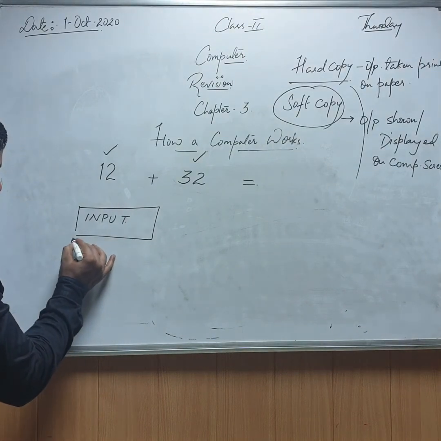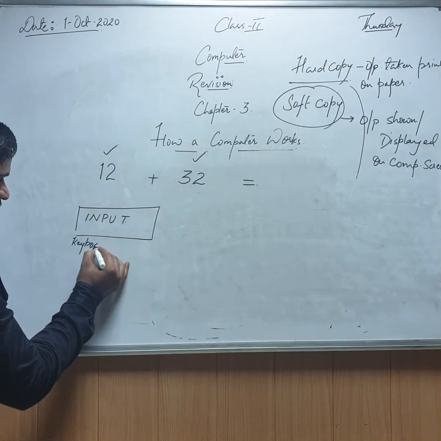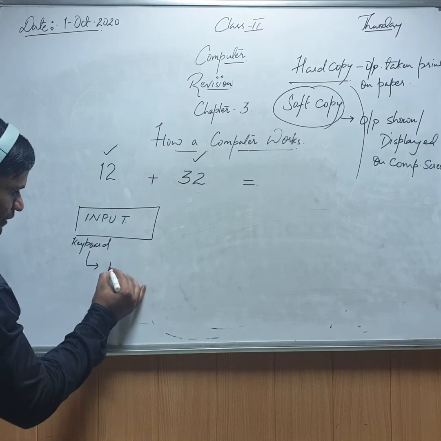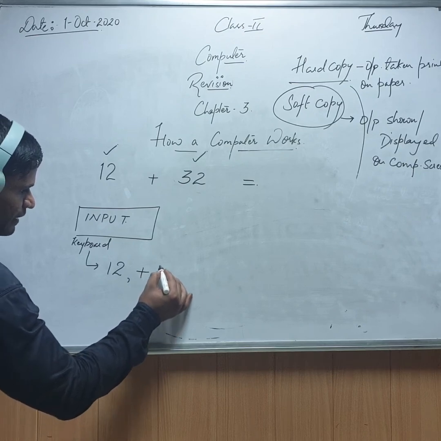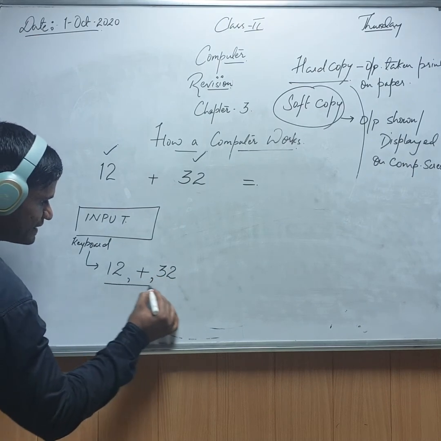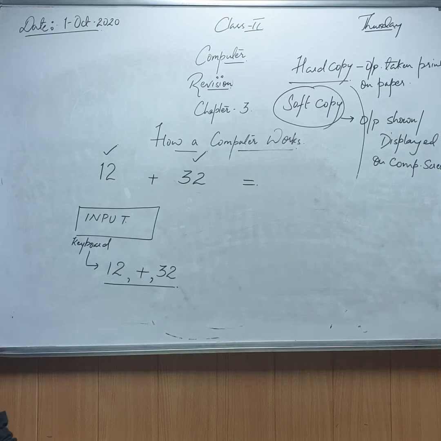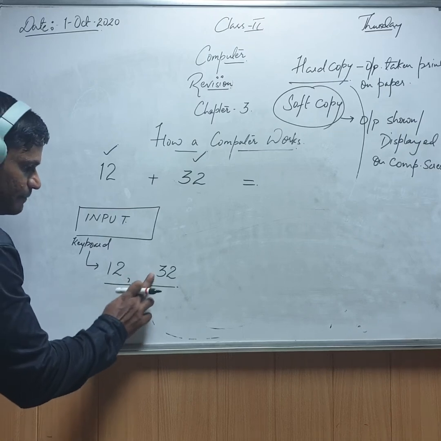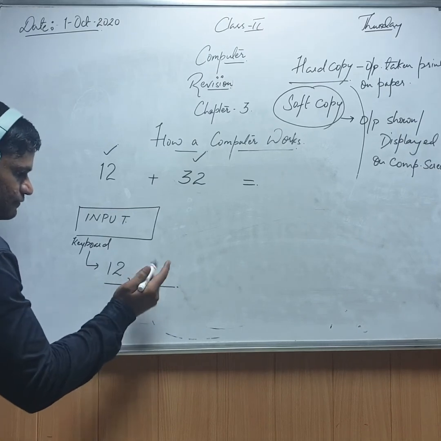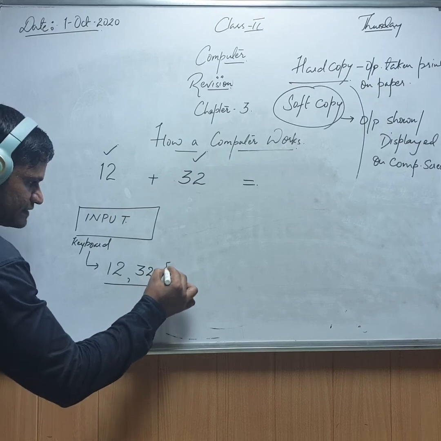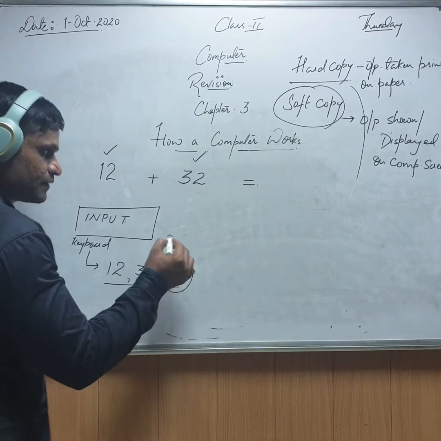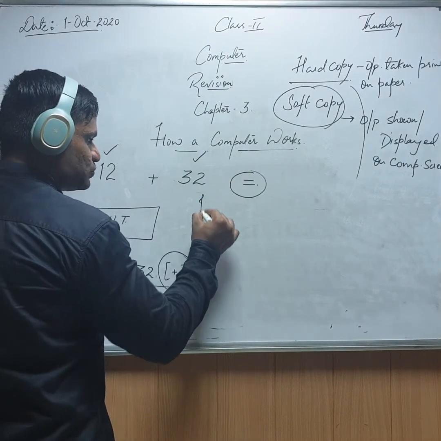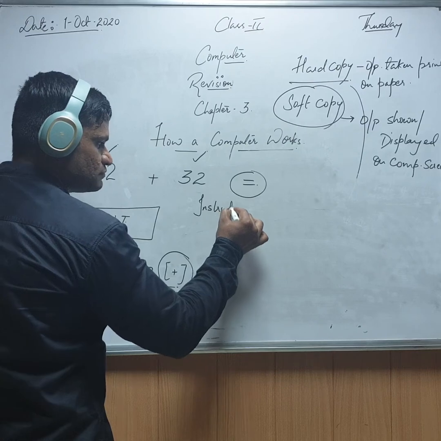So let's say I used the keyboard and I've given two numbers, 12, then I pressed the plus sign and then 32. So these are the input. Okay, these are the input: 12, 32 and a plus sign. Now this plus and this equals to, they are actually the instruction to the computer.